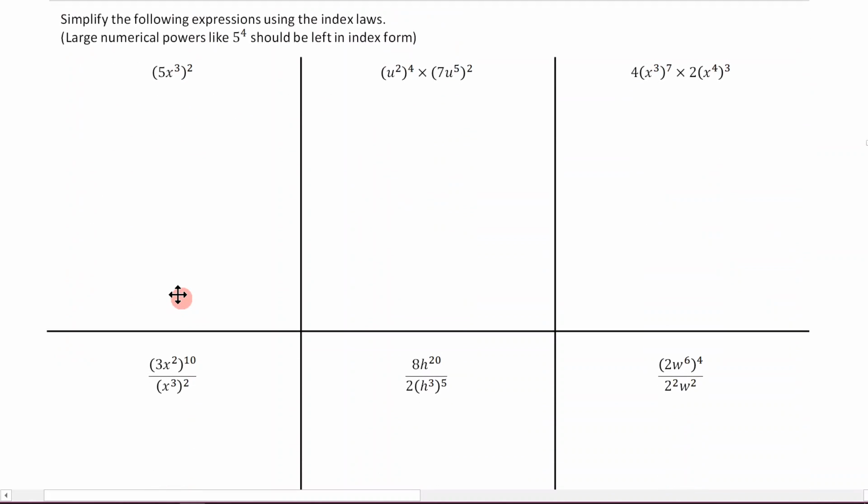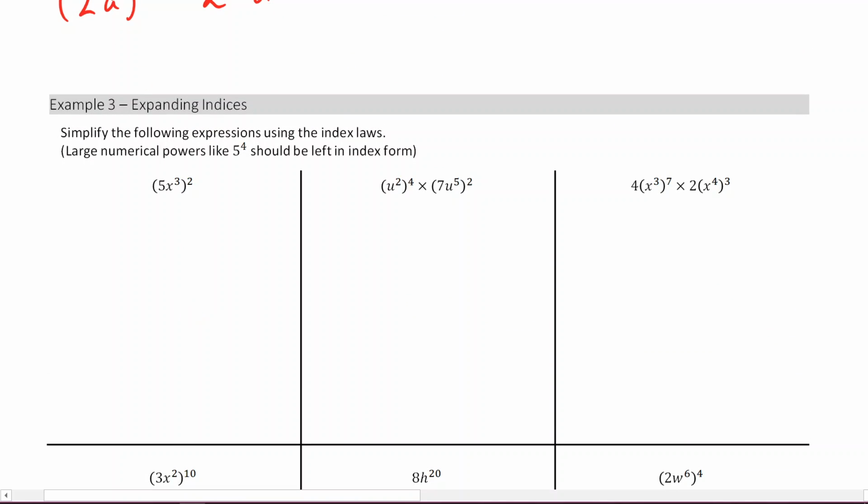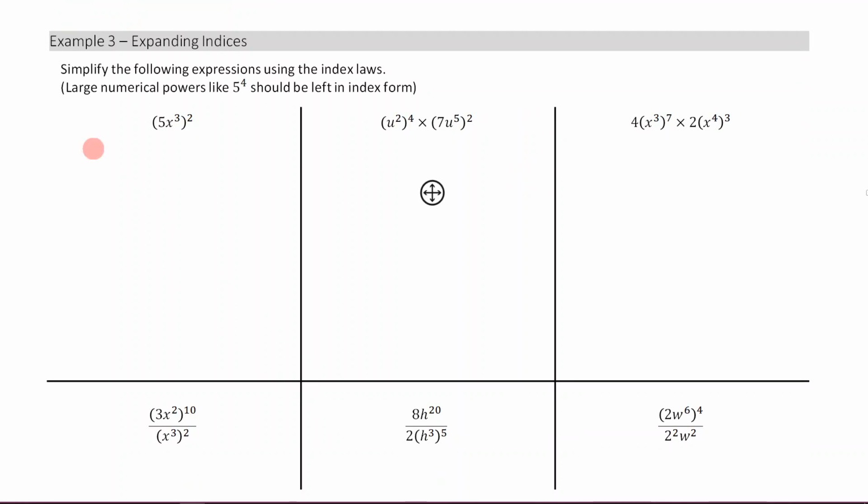Okay, so let's go through some examples here. And these are the last examples we're going to go through. All right, simplify the following expressions using the index laws.